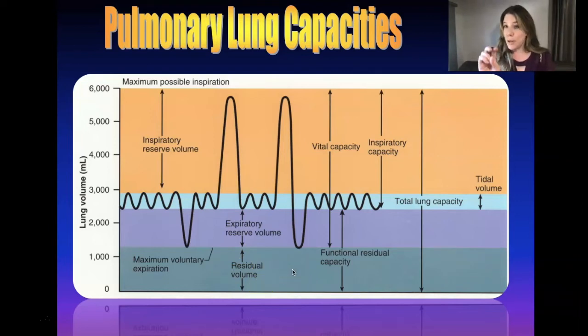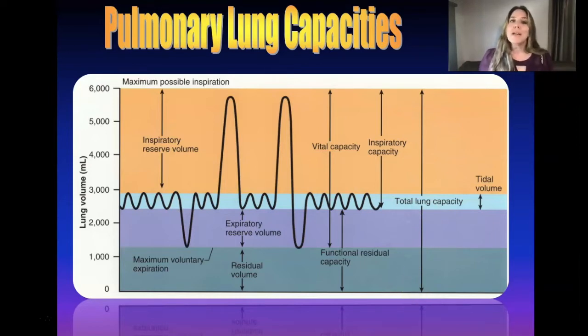Now turning these into capacities, which means 2 or more of the volumes together, we have our inspiratory capacity, the amount of air exchanged both from normal breathing and from forced inspiration. That's tidal volume plus inspiratory reserve volume. And then we have our vital capacity, which is the total amount of air exchanged from normal breathing, forced inspiration, and forced expiration. And finally, we have our total lung capacity, which is our normal breathing, our tidal volume, plus our inspiratory reserve volume, plus our expiratory reserve volume, plus our residual volume left in the lungs.